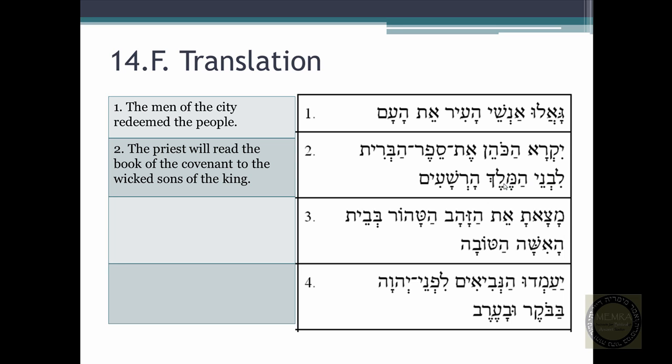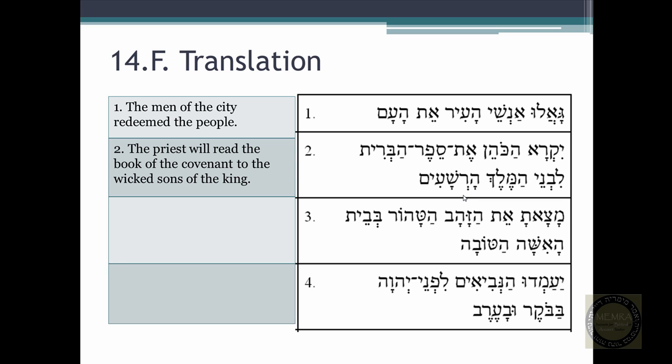Do we have another noun following? Yes, we do, right here. But we don't just have the sons of the king, because we have an adjective then, and the adjective is plural. We have ha-reshaim. So remember, adjectives are paired with nouns based on gender, number, and case agreement. So we have here a plural masculine adjective.